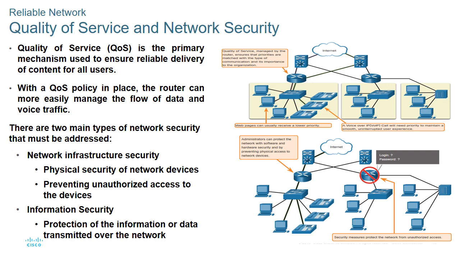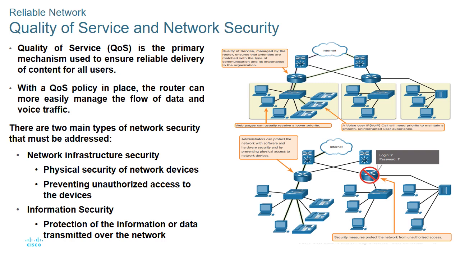Network infrastructure security deals with the physical security of the network devices. How are we going to physically secure all the devices, the routers and switches? Why do we have to secure them? We have to prevent unauthorized access to the devices. We should not allow any unauthorized users to access our routers and switches. So we have to physically protect these devices from unauthorized users by taking some measures.